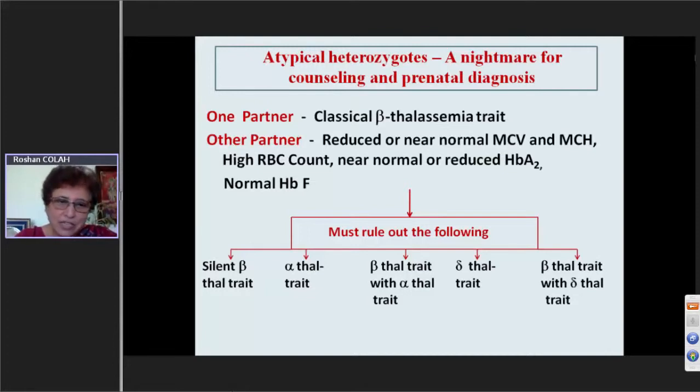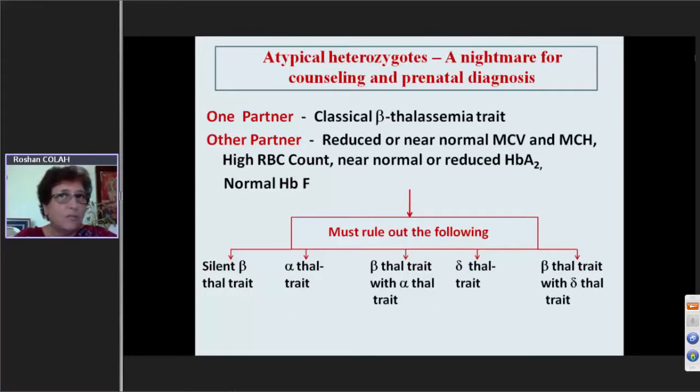We have to see whether there is any silent beta thalassemia trait, a silent mutation, if there is alpha thalassemia trait, if there's co-inheritance of beta thalassemia with alpha thalassemia. A delta thalassemia trait on its own can also reduce A2. Mostly if you have a delta defect, the A2 levels are less than 2%. You could have a beta thalassemia trait with a delta thalassemia trait, and here also in majority of these cases, the A2 levels turn out to be normal.